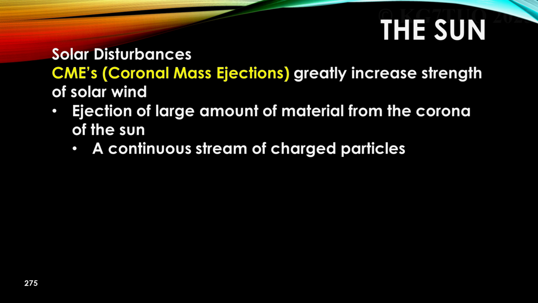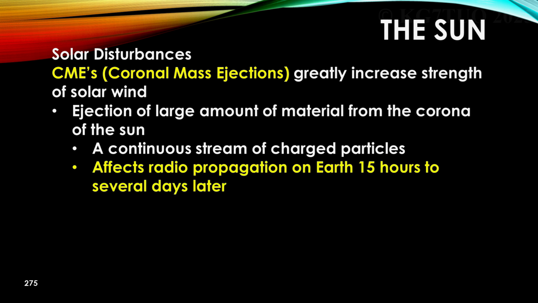For the test, that statement right there, that definition, CME is coronal mass ejection, will likely be on your test. So the solar wind statement will likely be on your General test. It affects radio propagation 15 hours to several days later. So often these are kicked off by a flare, and a flare will have immediate effects. Well, not immediate, 8 minutes later. It takes 8 minutes for light to reach the Earth.